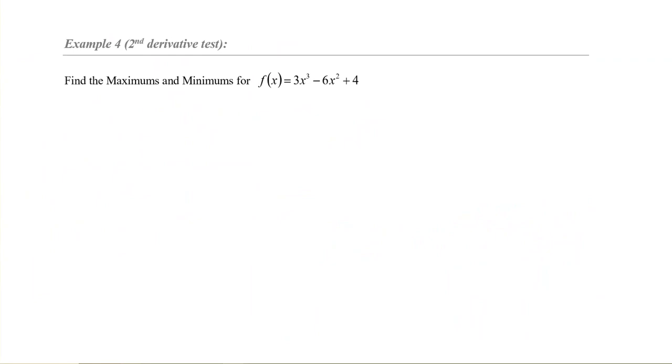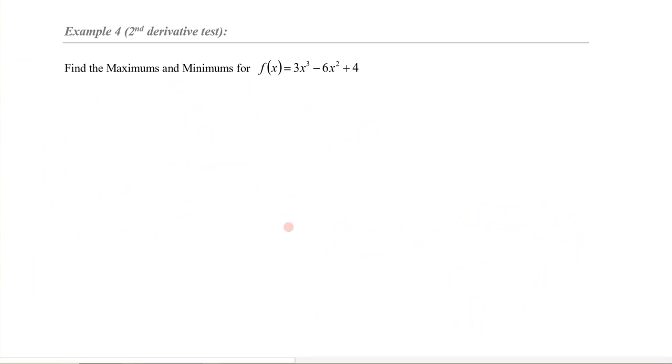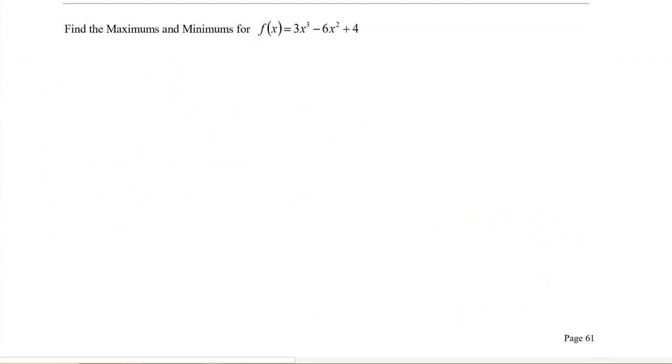Let's do this example, and we're going to use the second derivative test in this one. Find the maxima and minima for this function. So the function is given. First we're going to find the first derivative. That would be 9x squared minus 12x. And we're also going to find the second derivative. So 9 times 2x, which is 18x minus 12.